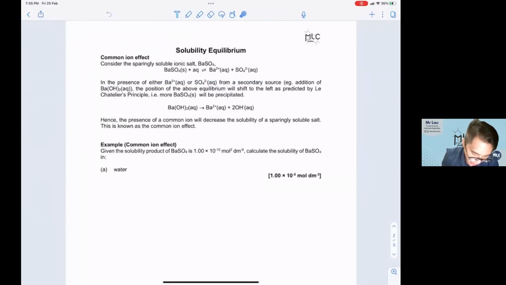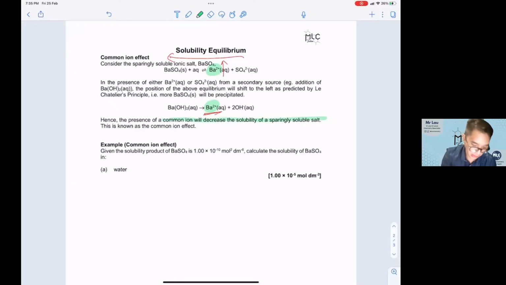For example, if you add in Ba(OH)2, which is a strong base, it will fully dissociate to give you Ba2+ and OH-. So now you have excess Ba2+ over here, and this equilibrium will shift left. This Ba2+ is known as your common ion. This common ion effect will decrease the solubility of your original BaSO4 salt. This is why we say that the common ion effect will decrease the solubility of a sparingly soluble salt. So let's look at it quantitatively.